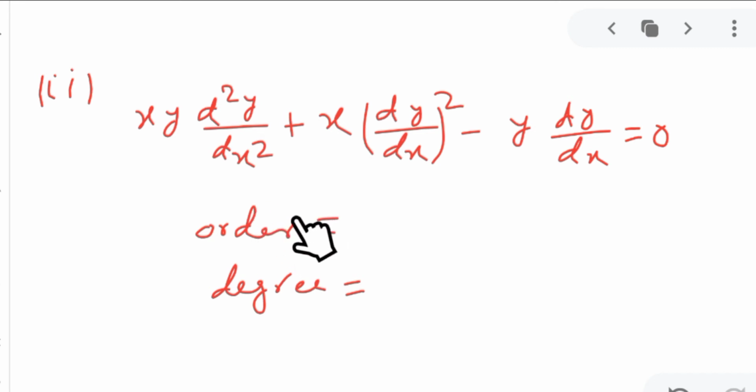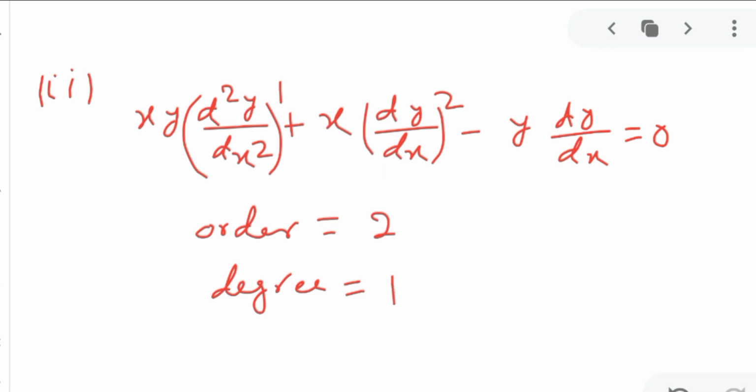So order means the highest order term, which is d2y upon dx square. So the order is 2, correct, because the highest order term is d2y upon dx square. Now degree means the power of the highest order term. So what is the power of this highest order term, d2y upon dx square? The power of this is 1. So the degree will be 1.